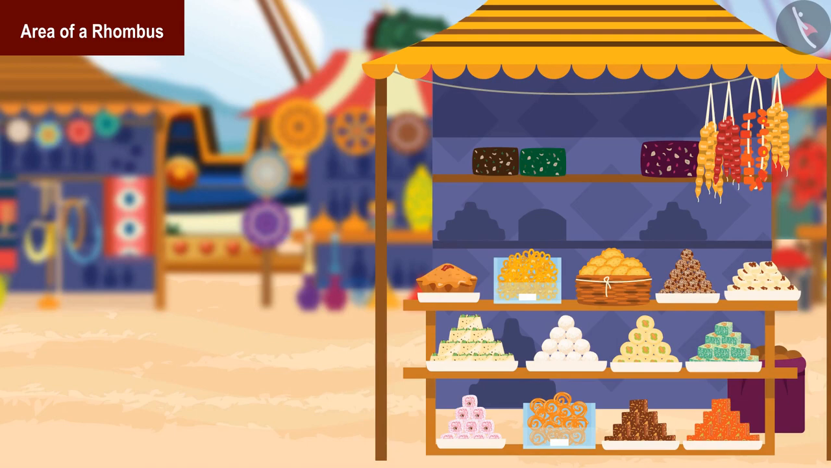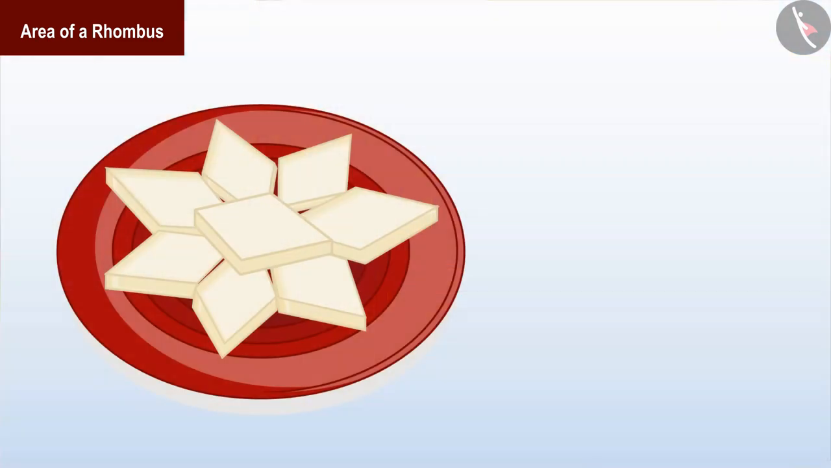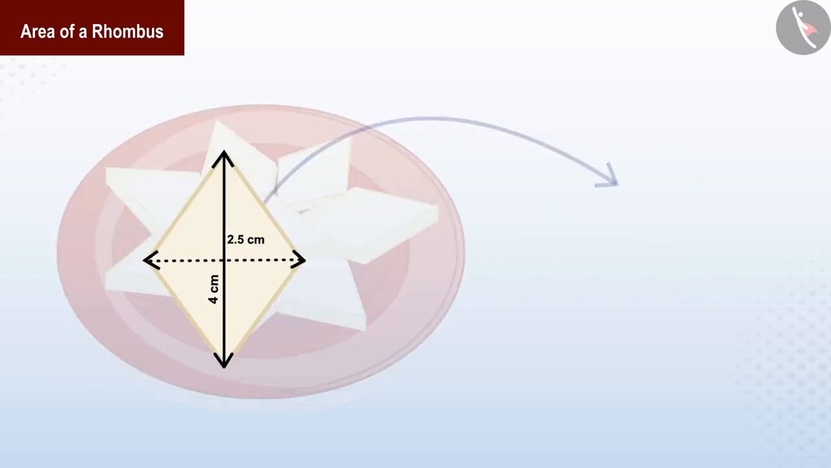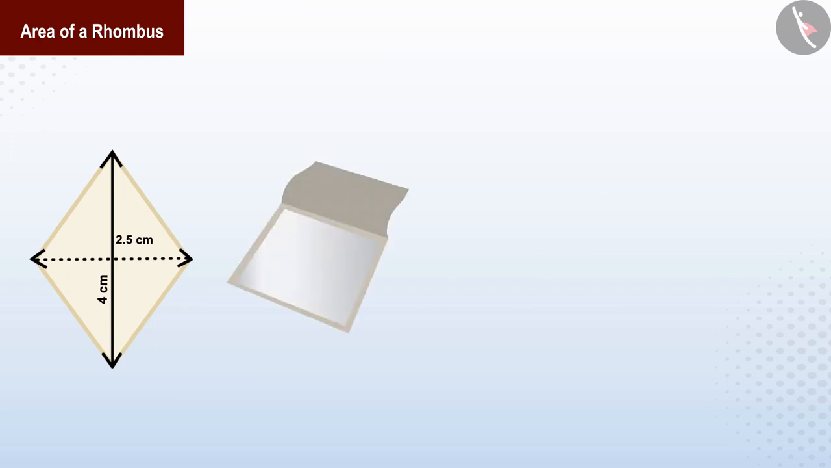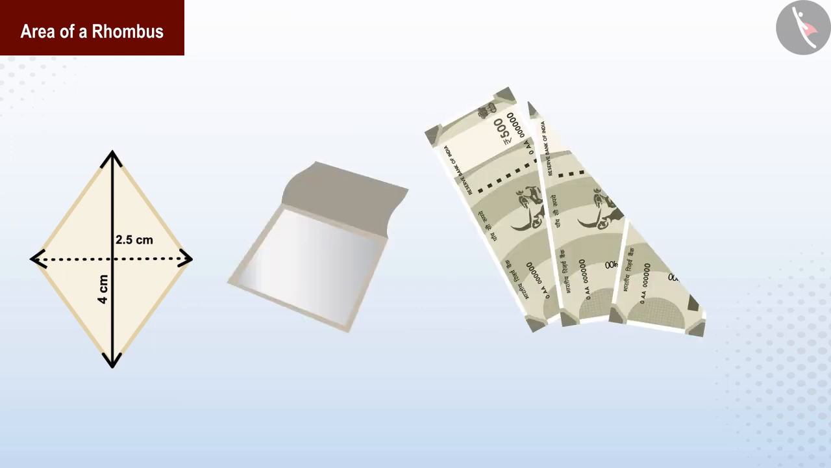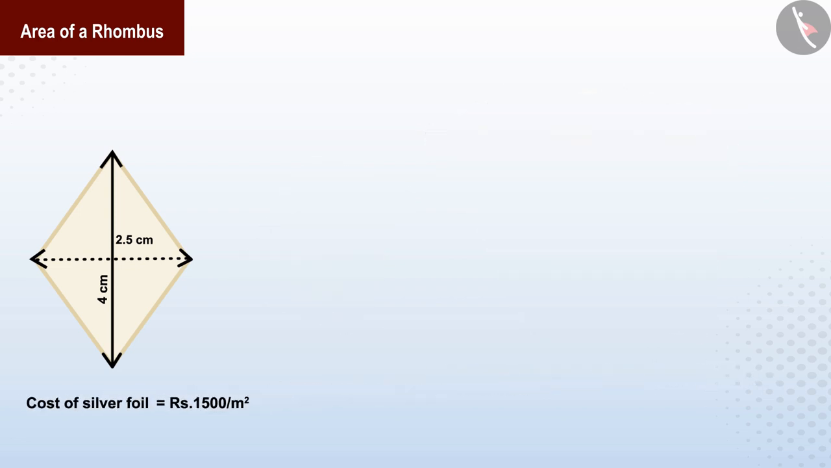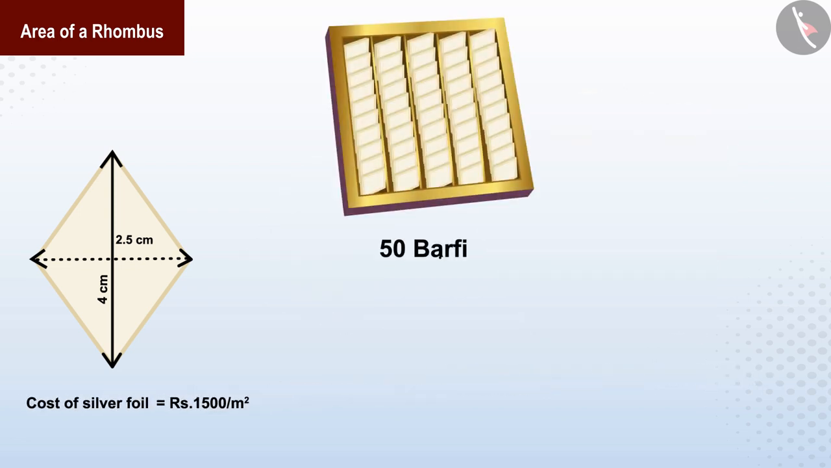Sohan has a sweet shop. While making barfi, he thinks of making barfi where the diagonals of each barfi are 4 cm and 2.5 cm. He wants to put silver foil on all the barfis, which costs 1500 rupees a square meter. If there are 50 barfi in a box, can you tell Sohan how much the total cost of buying the silver foil will be?